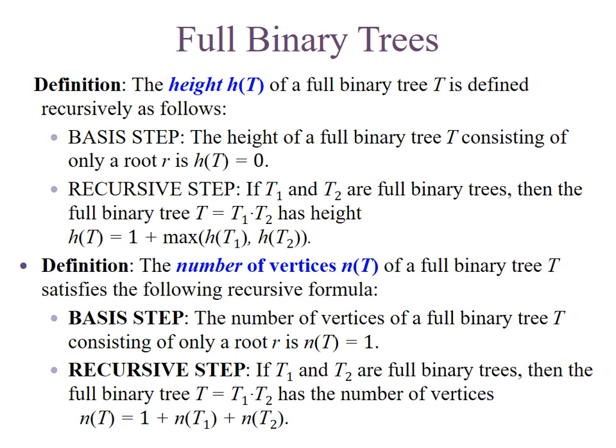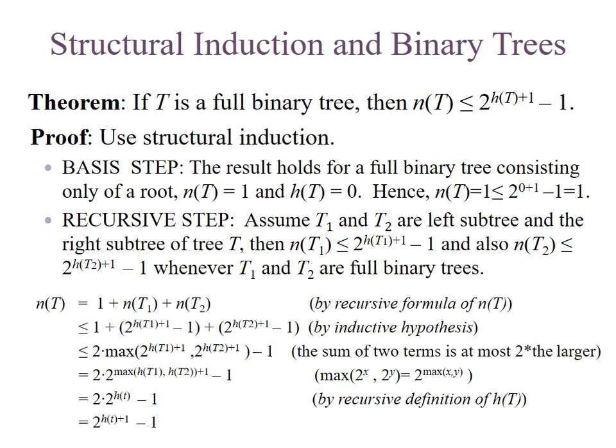So here we have the max of the height of T1 and T2 plus 1. So we can follow the recursive definition to write 2 to the power of h of t minus 1. Then we move the 2 to the power, and it will be 2 to the power of h of t plus 1 minus 1. That will be our theorem.